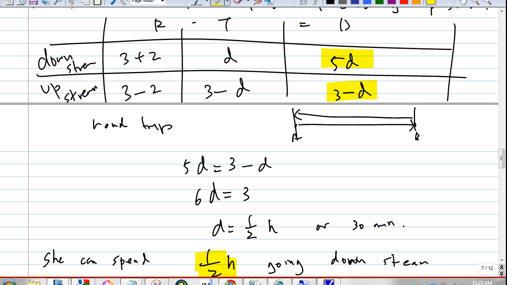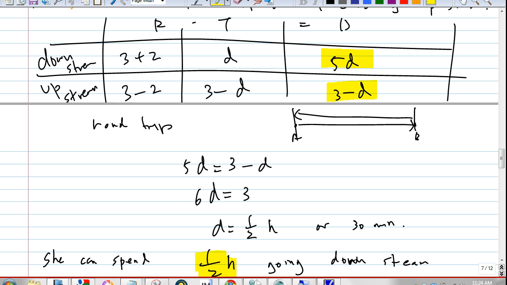After all, aren't these the distance that we travel? Which one do I plug in D for? Either one. Why, Anita? It's a round trip, so I should get the same answer whether I plug into 5D or 3 minus D. Isn't that right? As you can see, what's 5 times half? 2.5. What's 3 minus half? 2.5, right? You better be the same, otherwise you did something wrong, right?